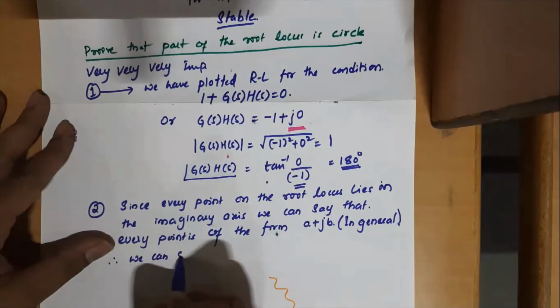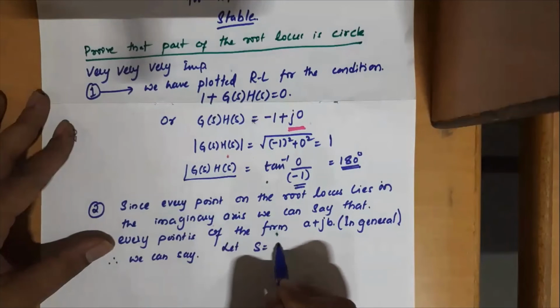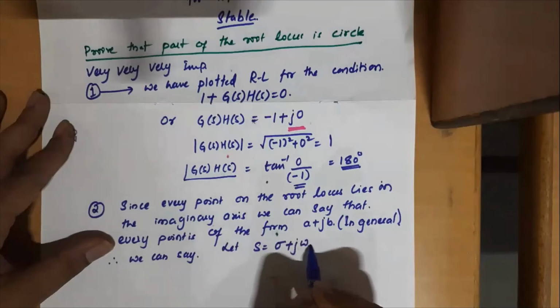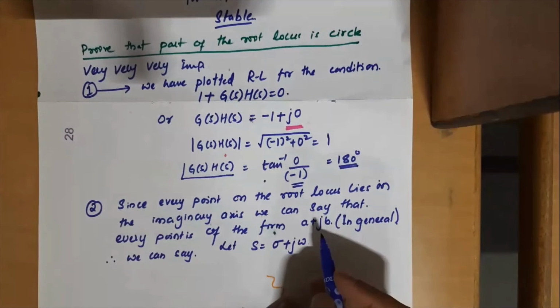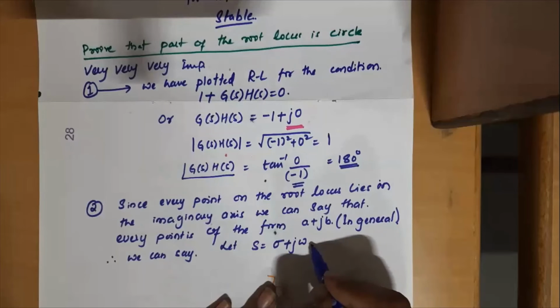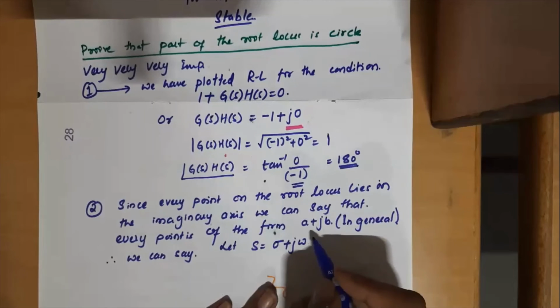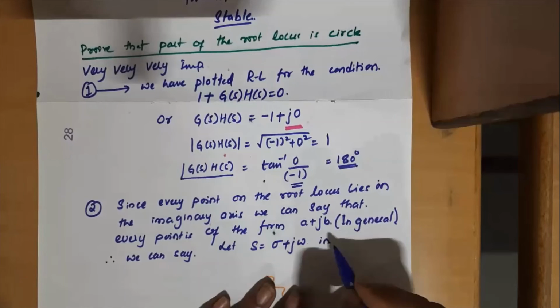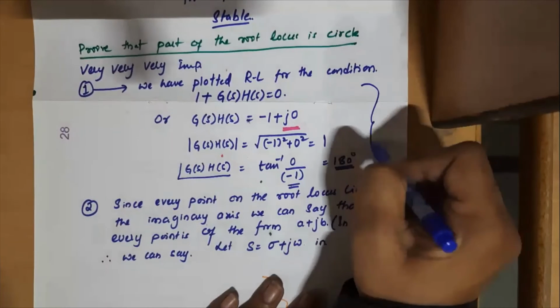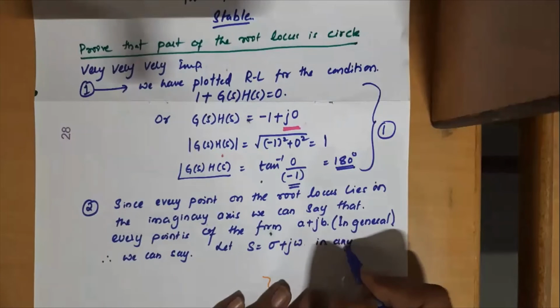Therefore, what we can say is, let S equal sigma plus j omega. Let S equal sigma plus j omega be a point which lies on the root locus, which is as good as a complex number.